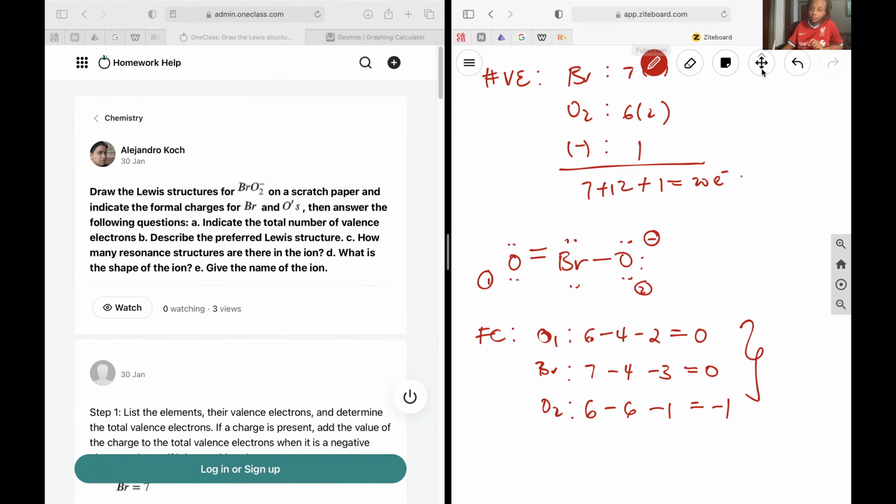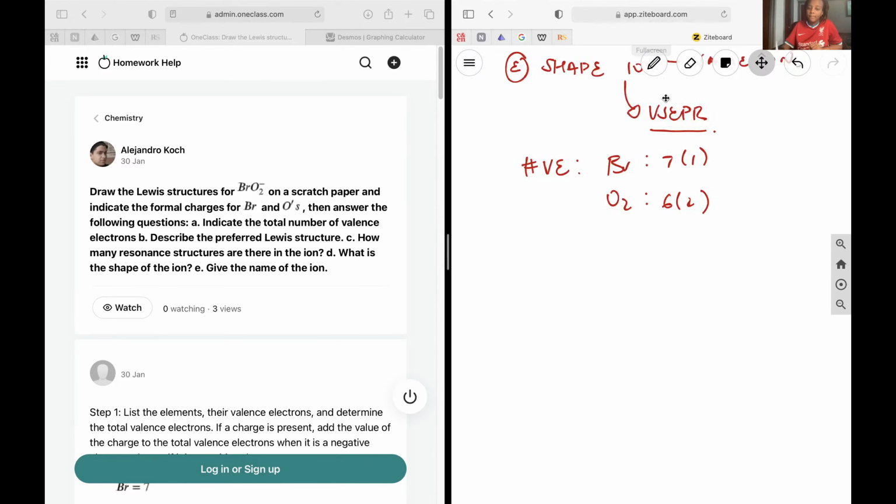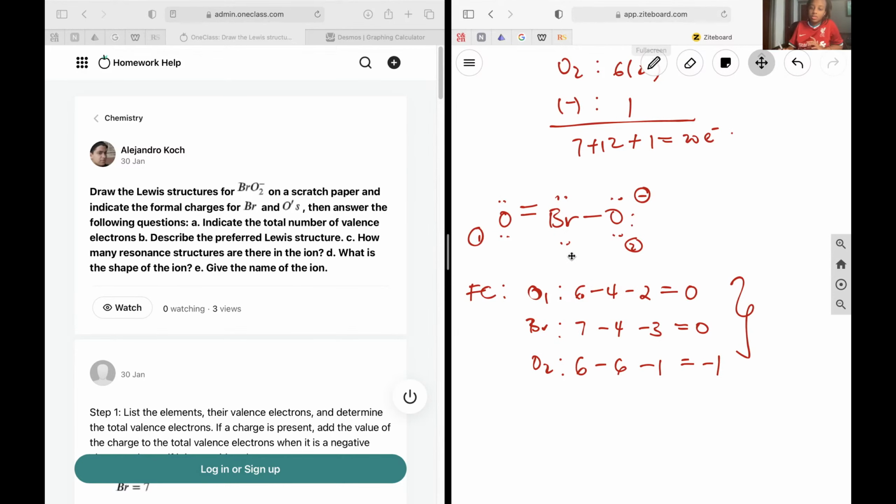And so I can come back up here and answer some of these questions. We find I have 20 valence electrons. Okay. Now, next up, we need to discuss this concept of resonance structure.